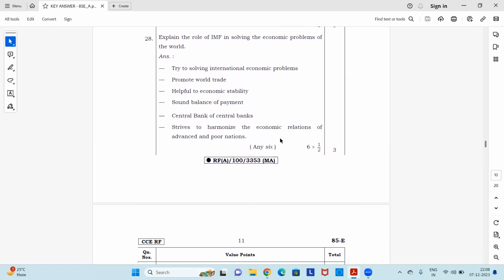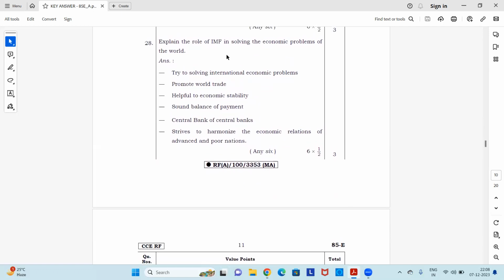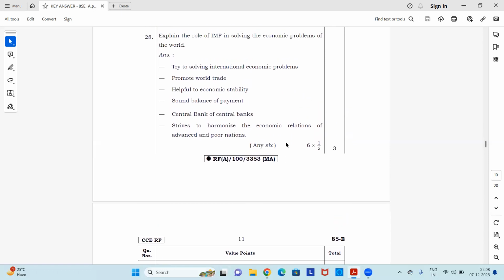Next question, now it's a compulsory question. Explain the role of IMF in solving the economic problems of the world. What is IMF? International Monetary Fund, right? The answer is: tries to solve international economic problems, promotes world trade, helpful to economic stability, sound balance of payment, central bank of central banks, strives to harmonize the economic relations of advanced and poor nations. So these are a few points which you can elaborate and write.